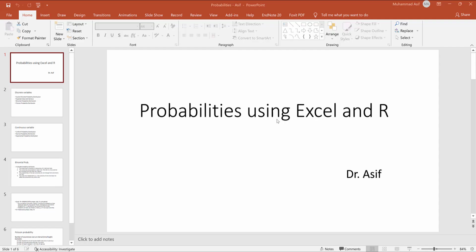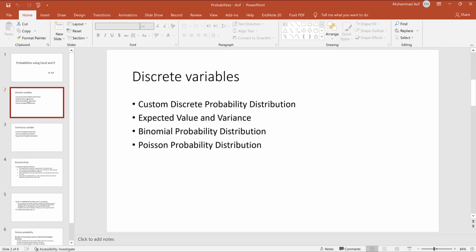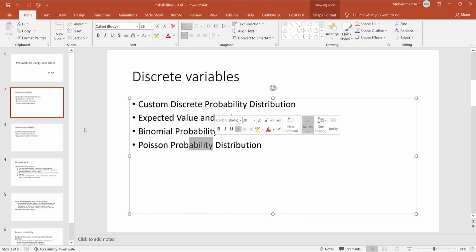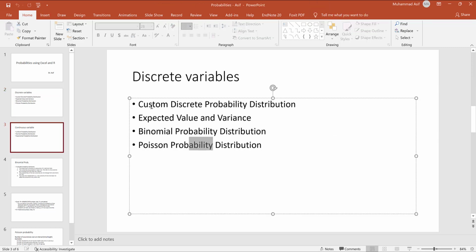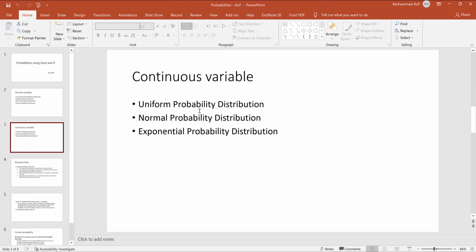In this video, I will explain how to calculate probabilities using Microsoft Excel and RStudio. There are two types of variables, discrete variable and continuous variable. For discrete variable, there are four types of probabilities, but we will discuss only binomial and Poisson probability. And in continuous variable, we will discuss uniform probability distribution, normal probability distribution, and exponential probability distribution.